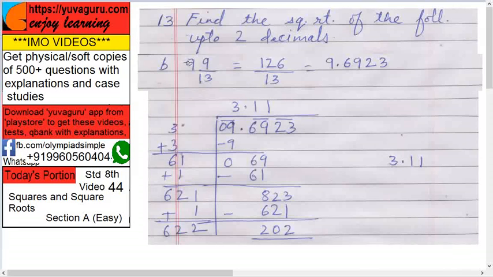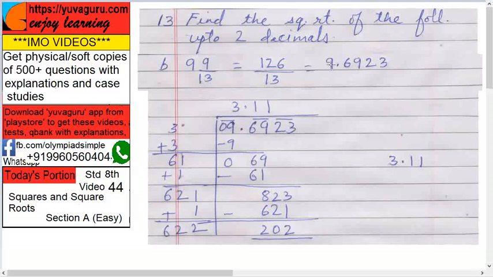Next is B, 9 upon 13. Again, next fraction. Convert it to improper. Then 13 nines are 117. 117 plus 9, 126. 126 upon 13. So convert it to decimals. 9.6923. Divide it and check this.